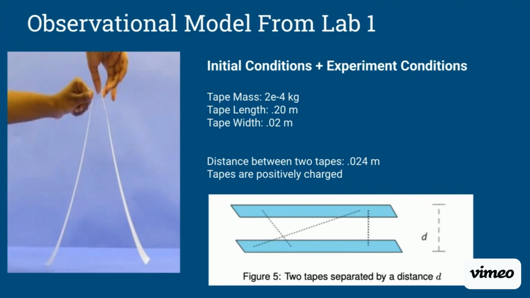So from Lab 1, we know some important measurements of the tapes which we'll need for the observational and computational model. For instance, it's important to know that the tape's mass is 2 times 10 to the negative 4, the tape's length is 0.2 meters, and the tapes are a distance of 0.024 meters away from each other.